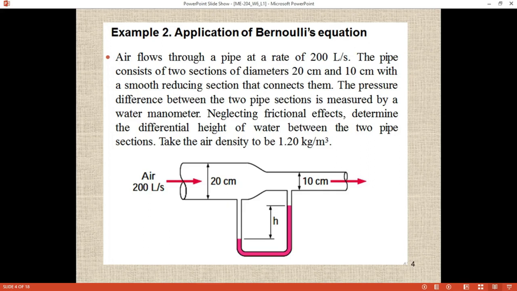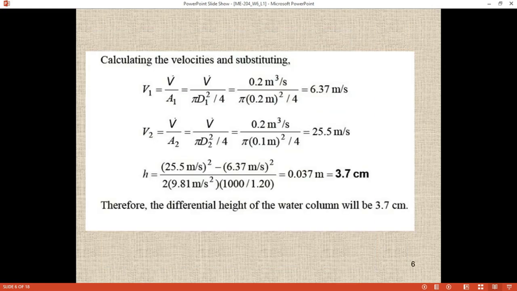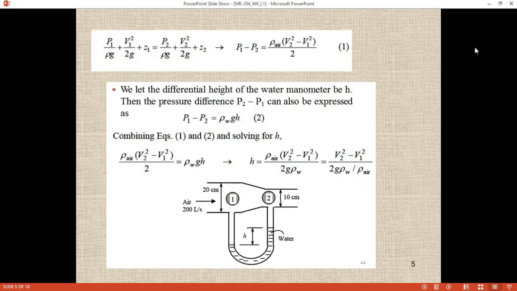For V1 and V2, the area is given, and the flow rate is given. The volume flow rate at this section is the same as the volume flow rate at that section. If you know the flow rate and the area, you can easily calculate V1 and V2. So let's see here what we have done. We calculated V1 and V2. Once you have V1 and V2, you can easily calculate the value of P1 minus P2.